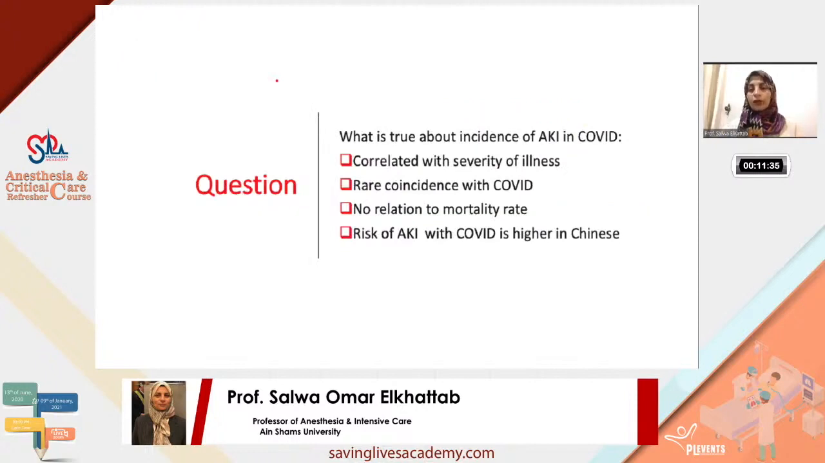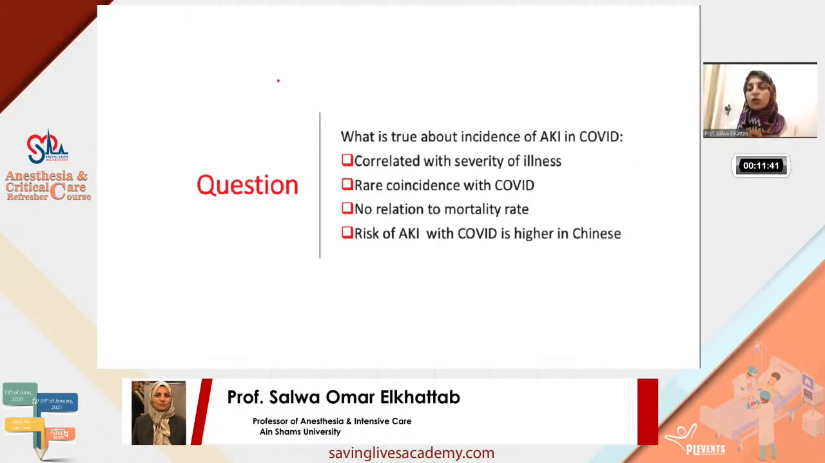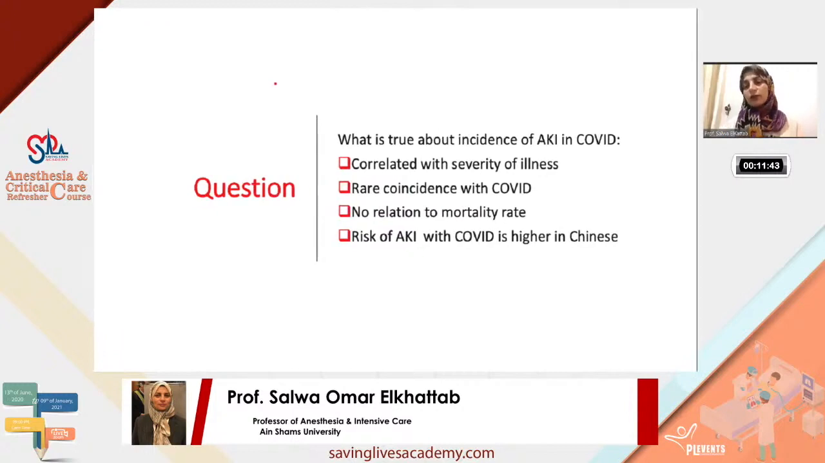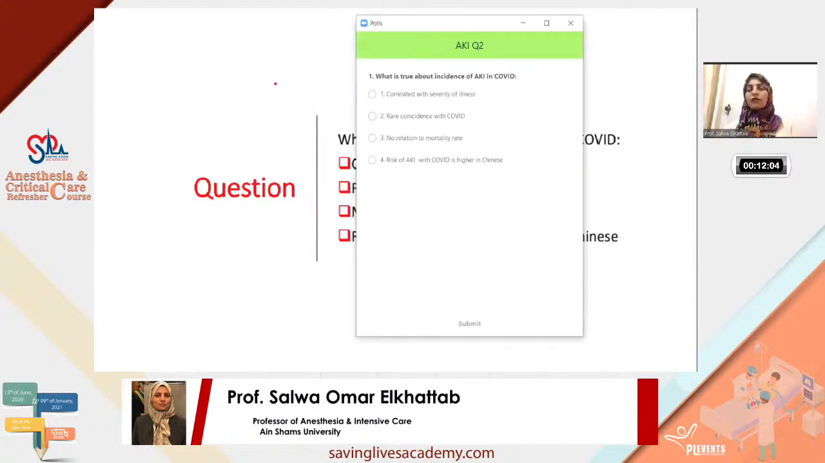Let us go for another question so we can refresh our mind. What's true about the incidence of acute kidney injury in a new era of COVID? This correlates with the severity of illness. It is a rare coincidence with COVID, or AKI has no relation to mortality rate in COVID. Risk of AKI with COVID is higher in Chinese. What's true about having acute kidney injury while having COVID?